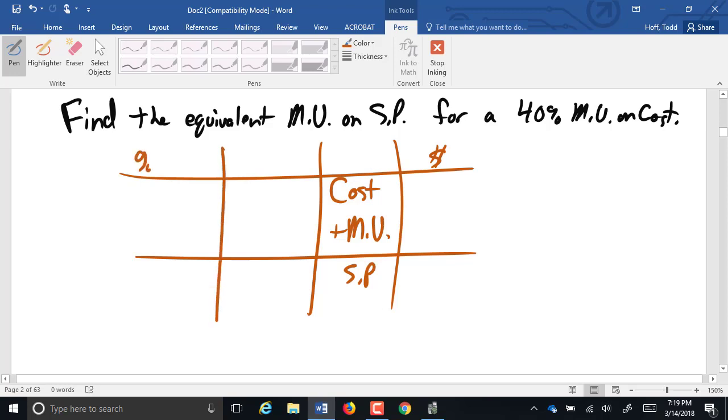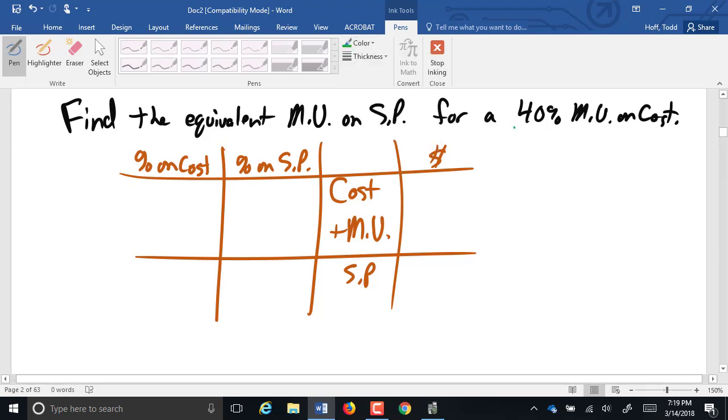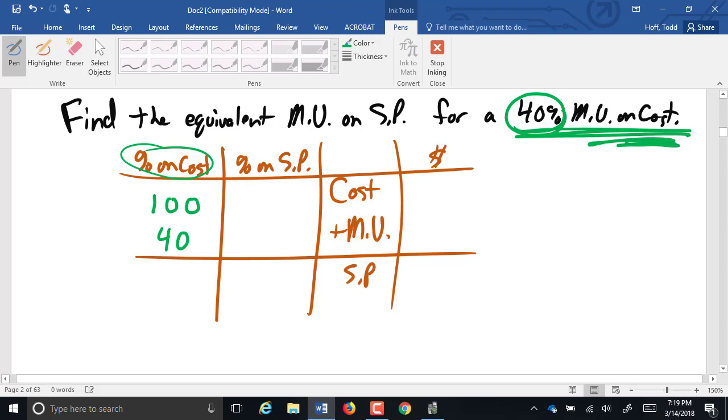On the left side here, I'm going to put percent markup on cost and percent markup on selling price. I have the 40%. Which column is that going to go in? Markup on cost. Very good. That goes in for the markup there. So again, your keyword says markup on cost, so we're using the markup on cost column. In that column, where does 100 have to go? On the cost. Which means we can find this number is going to be 140.